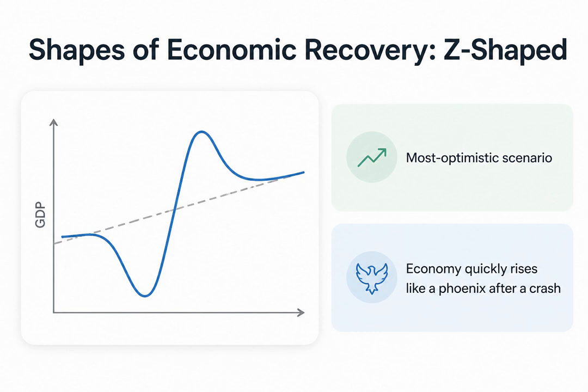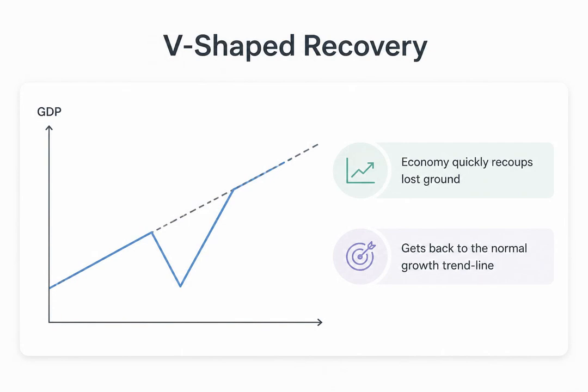The most optimistic scenario is the Z-shaped recovery. In this model, the economy crashes, but then quickly rises like a phoenix, surging past its previous baseline before eventually normalizing. Next is the V-shaped recovery. Here, the economy suffers a sharp decline but quickly recoups its lost ground. It rapidly climbs back to the normal growth trend line, minimizing long-term economic damage.